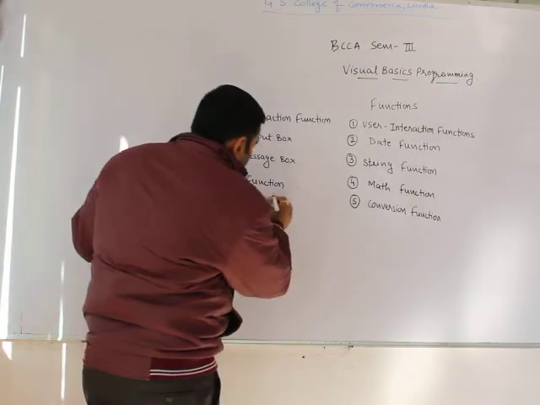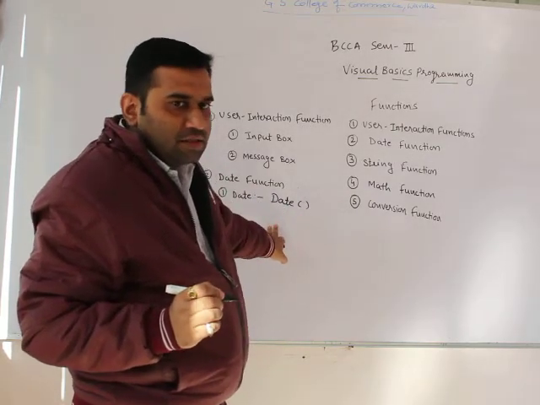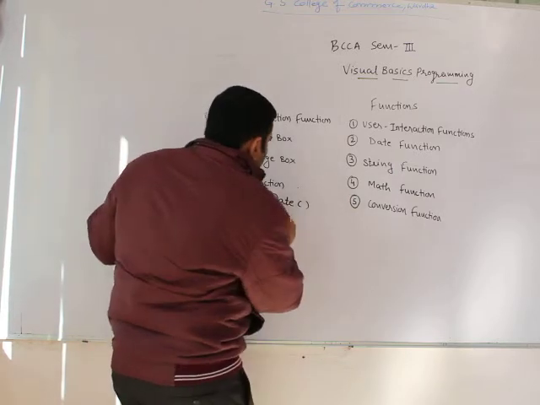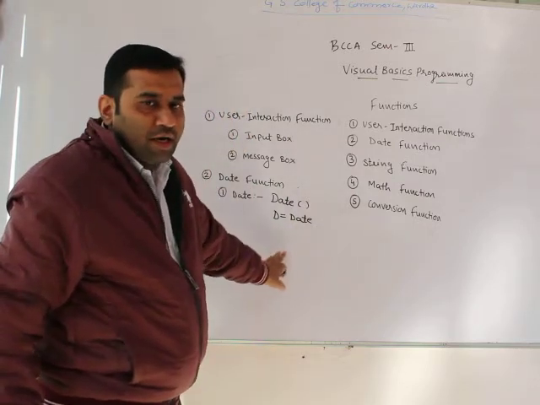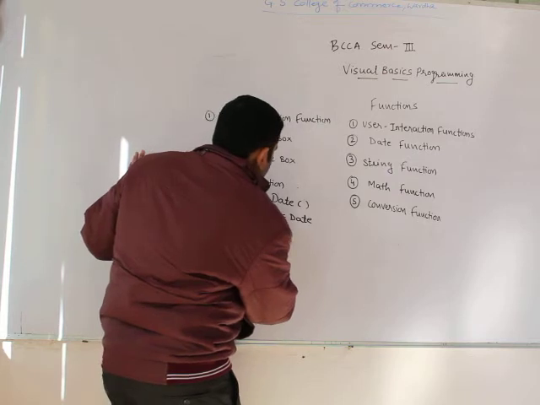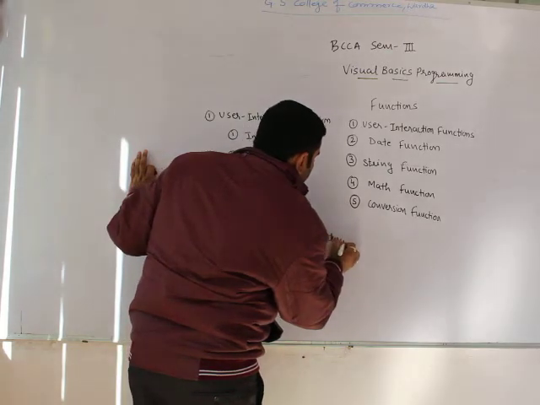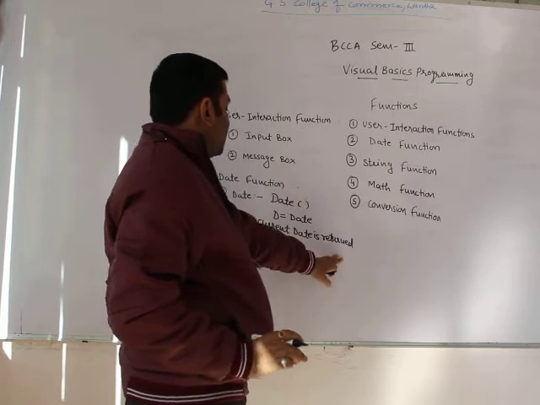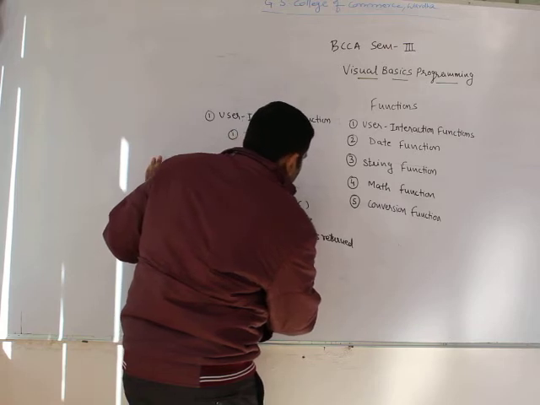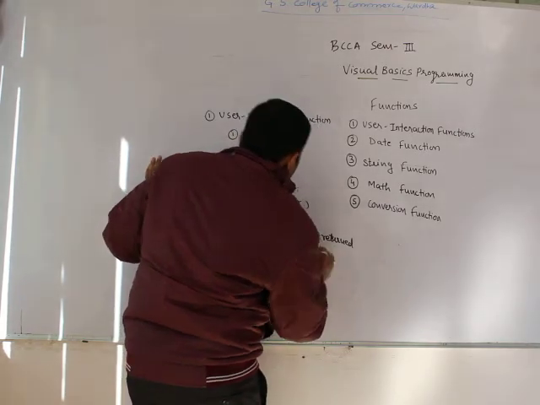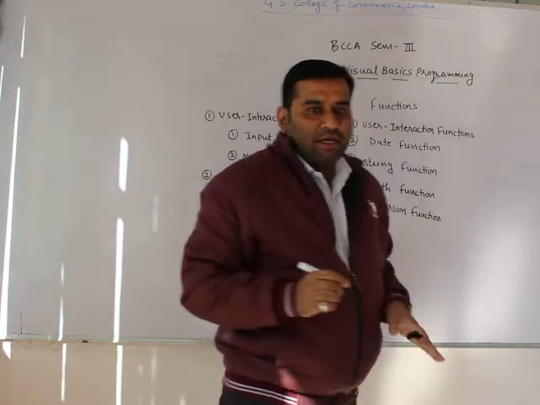The syntax is Date, and it returns the current date. For example, d = Date, and the current date is returned. Today's current date is, for example, 3rd February 2021. The Date function returns the current date.